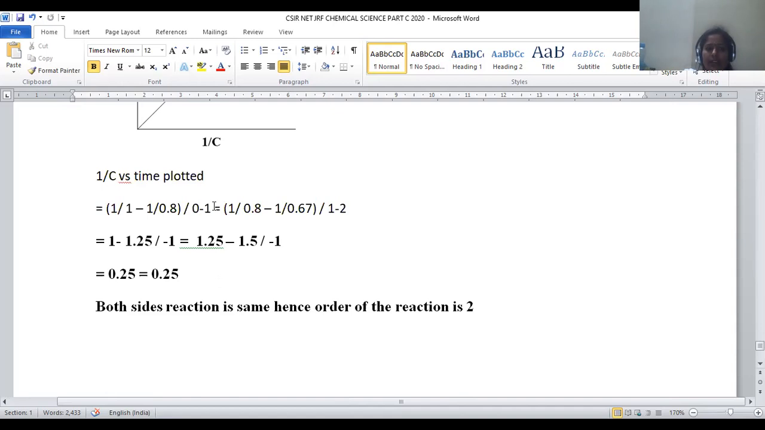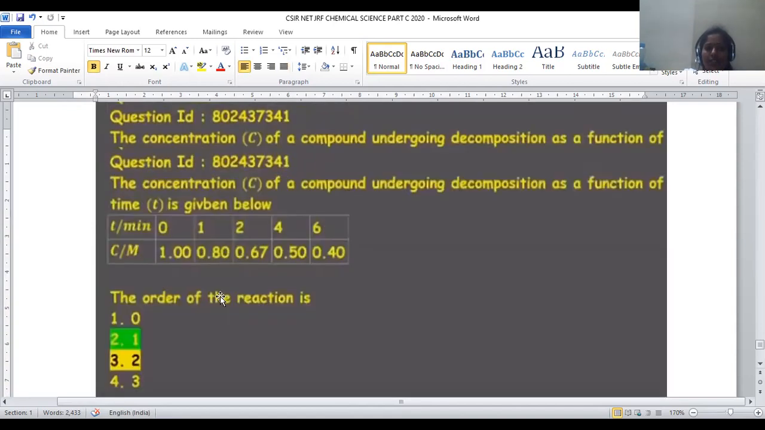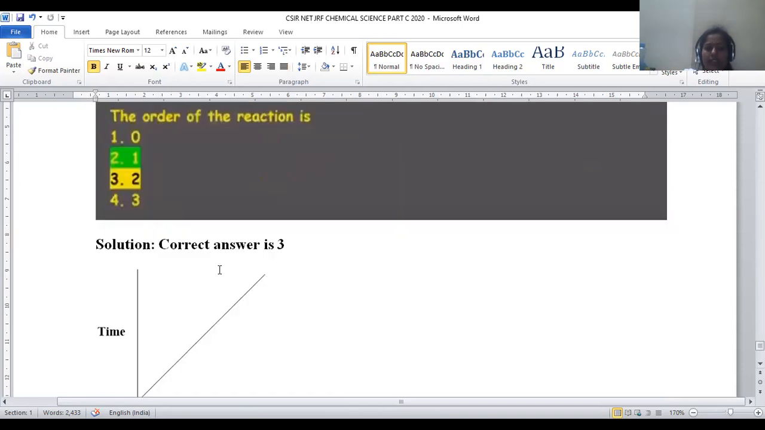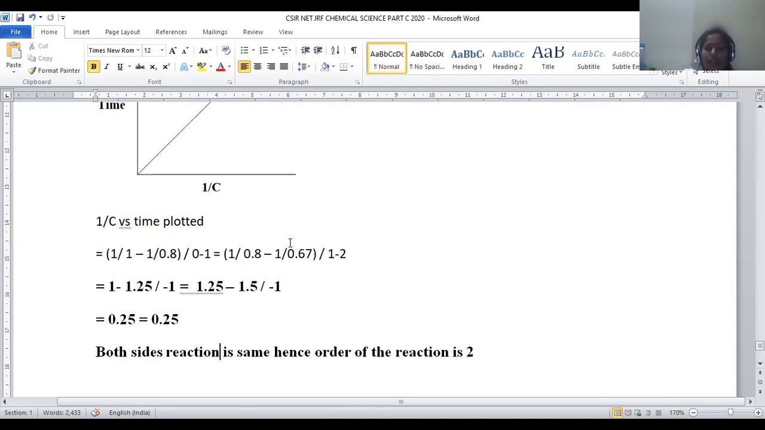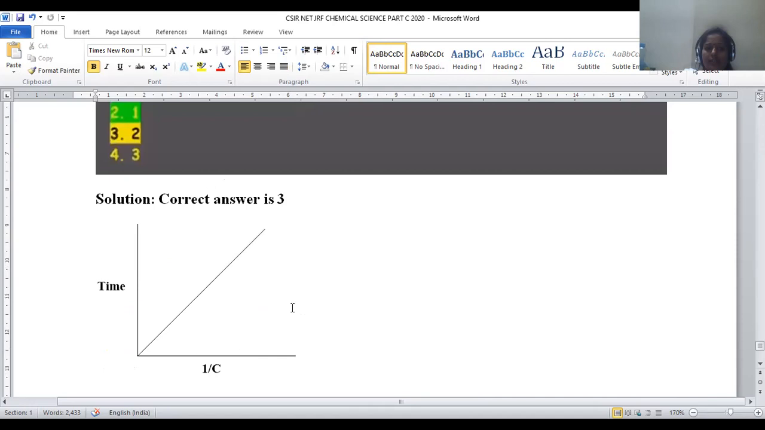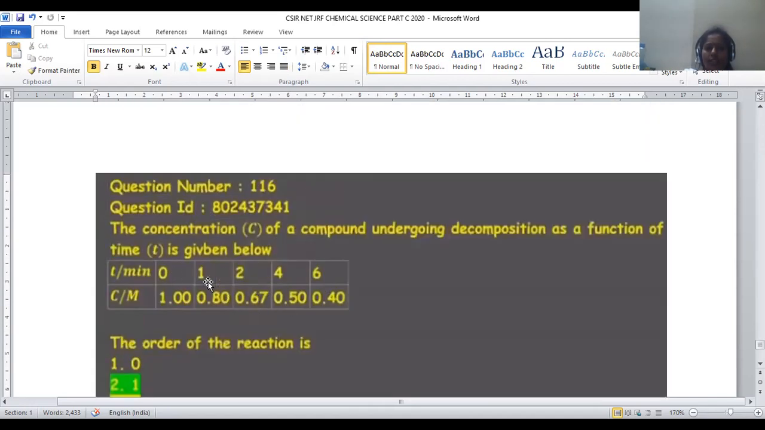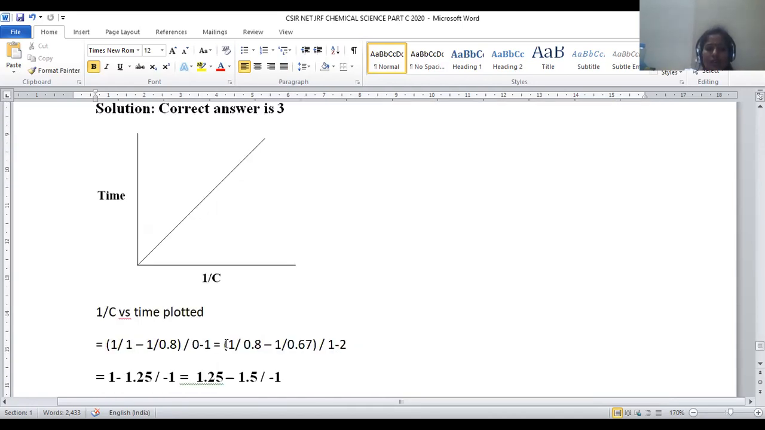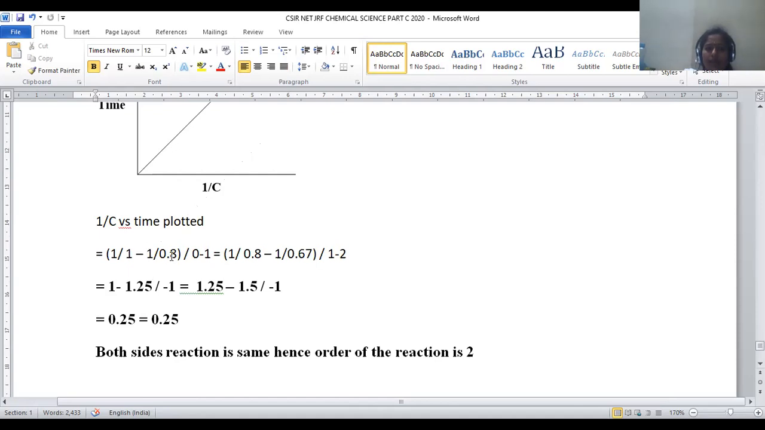So this will be taken as one of the components, and the second component is taken as 1 by 0.8 minus 1 by 0.67. These two terms are going to be considered. These two terms belong to 2 minus 1. So this is the second parameter, 2 minus 1. Okay. So 1 by 1 minus 1 by 0.8 by 0 minus 1 is equal to 1 by 0.8 minus 1 by 0.67 by 1 minus 2, right?